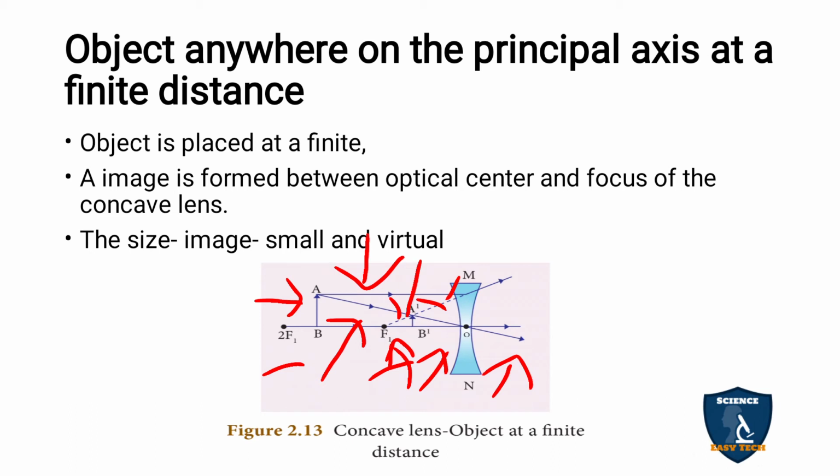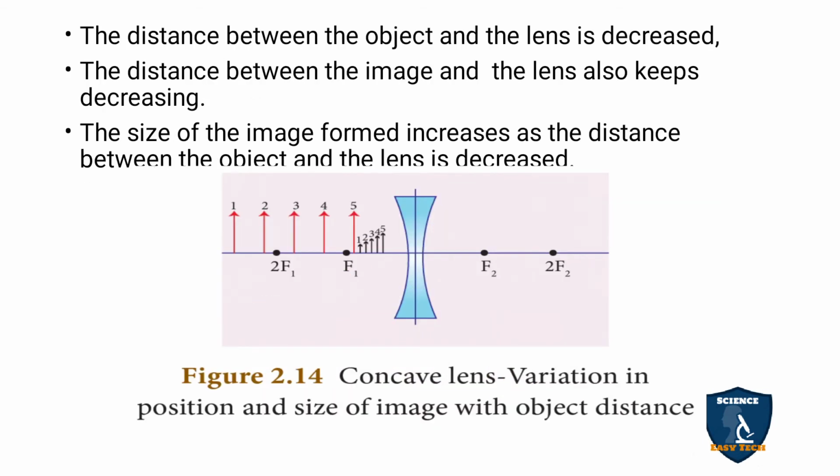Here also, how does the image appear? Small and virtual. Why virtual? Because it appeared on the object side itself. So because of it, the image is small and virtual. Now the distance between the object and the lens: this is the first object you had placed. So in the first one you get a small image.